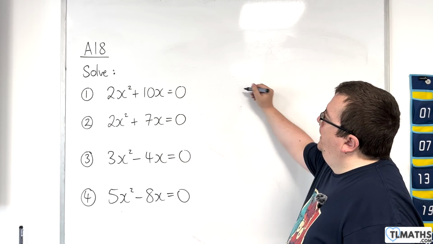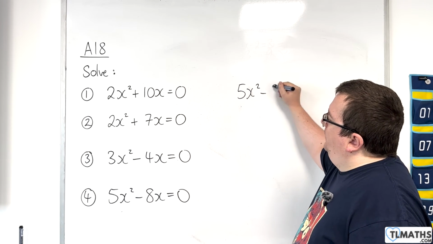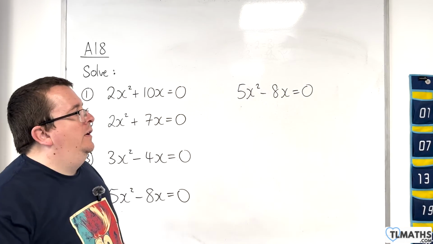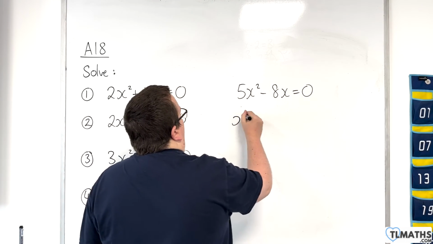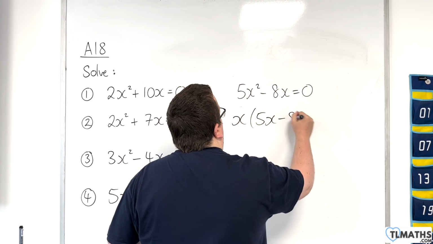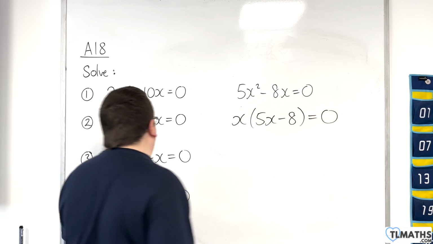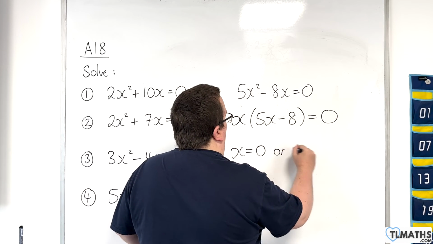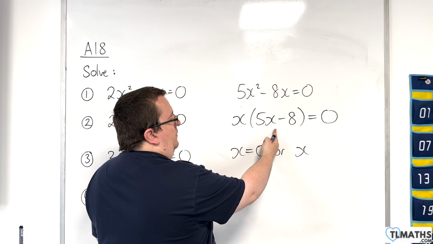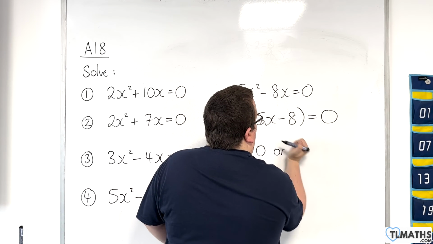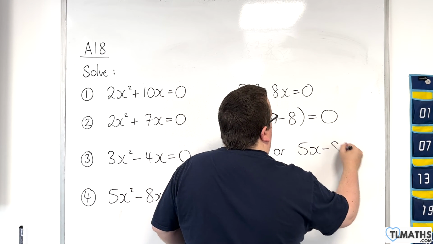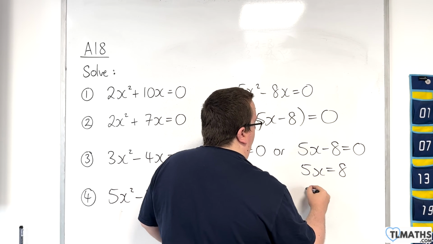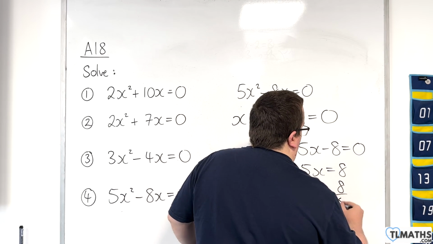Right, number 4. 5x squared take away 8x equals 0. 5 and 8 don't have any common factors. Both terms have an x though, so we can factor out the x. 5x take away 8 inside the bracket. So either the x is equal to 0 or x is going to be equal to 8/5. So let's solve that equation. Add the 8 to both sides. Divide through by 5. Okay.